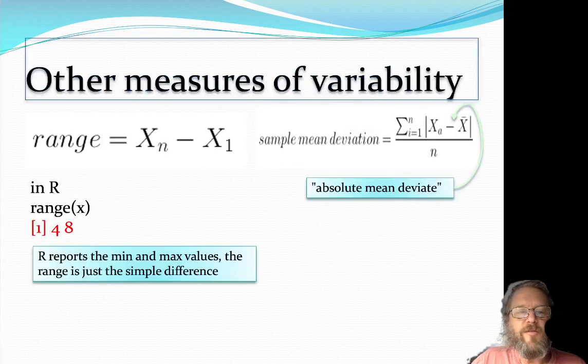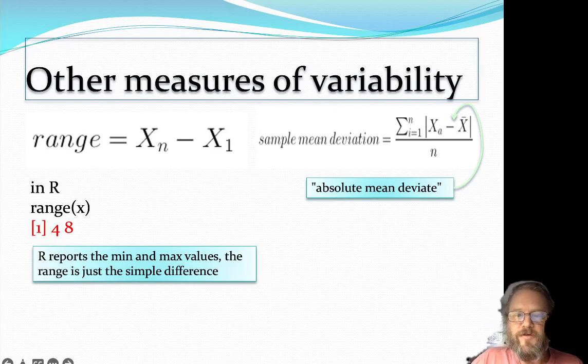Other measures of variability. Range. My guess is that you've done the range too. So if you recall, when we're calculating the median, the algorithm is arrange your values from smallest to largest. So if you take the largest one and subtract the smallest one from it, that difference is called the range. When you use the command range, then R reports the minimum value and the maximum value, but the actual range is simply the difference.